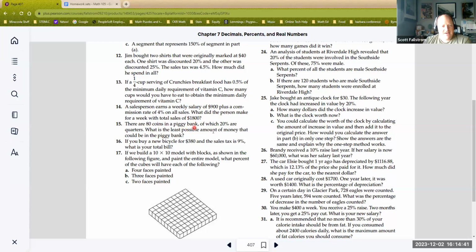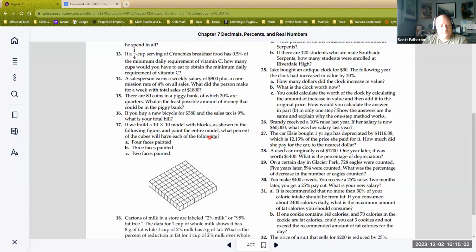80 coins in a piggy bank, 20% are quarters. Okay. What is the least possible amount of money that could be in the piggy bank? So the smallest amount of money, right? So if 20% of them are quarters, that tells you how many quarters you have. And then, I guess the rest for us in this country would just be pennies. That's the smallest amount you'd have.